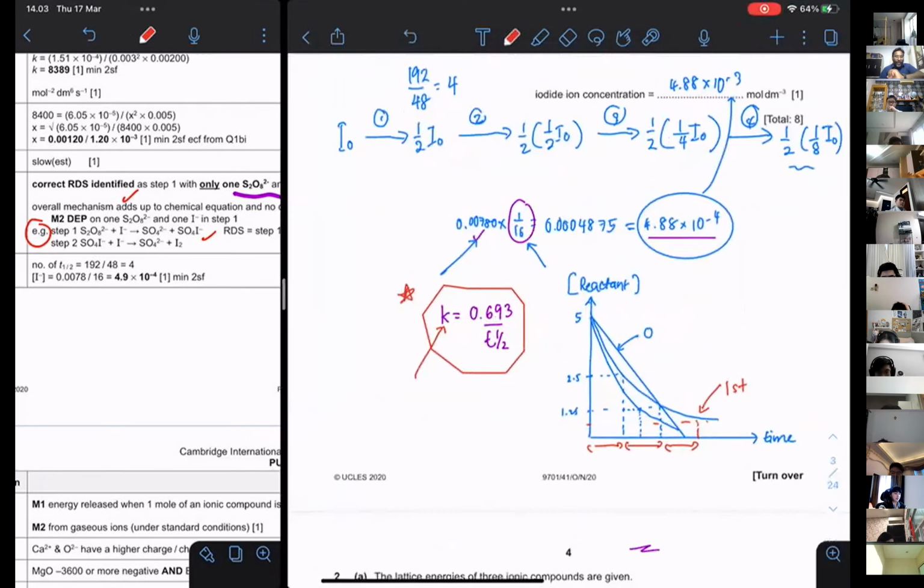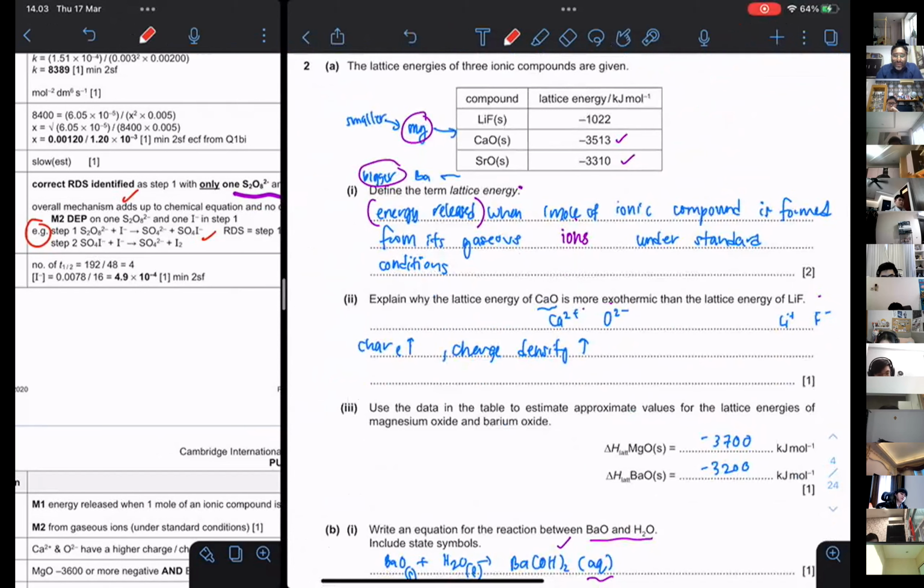Now, the lattice energy of 3 ionic compounds are given below, and you can see lattice energy are always negative. When they ask you to define lattice energy, always remember why it is negative: it's energy being released. Why? Because you are forming 1 mole of ionic compound from its gaseous ions, so there is going to be bond formation, under standard conditions.